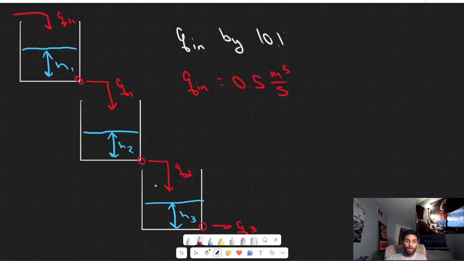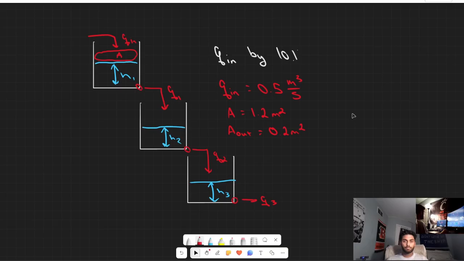And I want to also define the cross-sectional area. The cross-sectional area of each of these tanks we'll call A, and that'll be identical for all three of the tanks. That's how the problem is set up. So A, we will say, is 1.2 meters squared. This is the cross-sectional area of each tank. Now, I also want to define the area of the outlets at each of these tanks, and we'll define the area of that outlet as 0.2 meters squared.